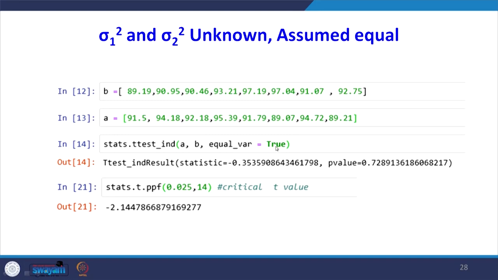When it is True, we directly get the test statistic minus 0.35. The p value is 0.72, so we have to accept our null hypothesis. We can also see how we got minus 2.144 using stats.t.ppf, if you want to know the t value at 0.025 with 14 degrees of freedom. So, we can compare t values. The t value is minus 2.14, but our test statistic minus 0.35 lies in the acceptance region, so we accept our null hypothesis.